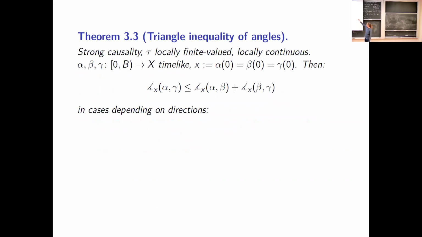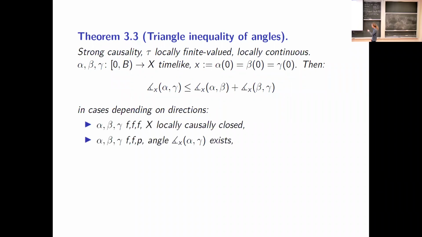Now, one of the main results of our paper is the triangle inequality of angles. Like we have 3 curves meeting in a point, like this maybe, or maybe like this. And then we measure these 3 angles. And then they satisfy the triangle inequality of angles. Like, well, under some technical assumptions, like if all 3 point into the future, or if one of them points into the past, there's no problems.